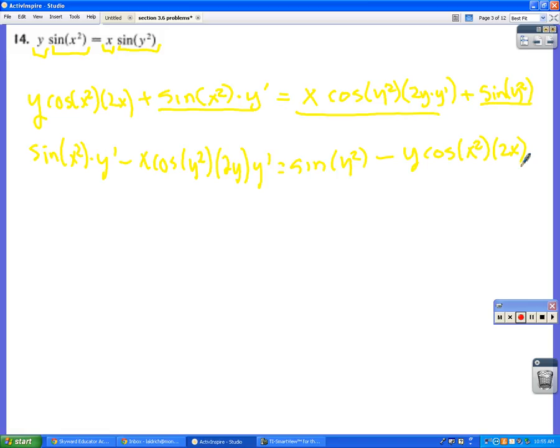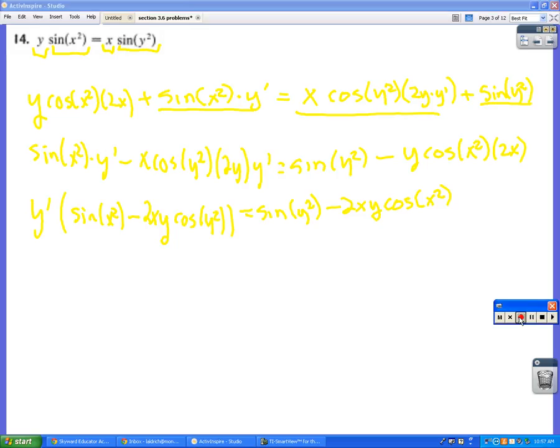Oh, that's fine. Okay, so now I am going to factor out the y prime. And in the process, I'm going to kind of rewrite this in a way that is less icky. So that's going to be sine x squared minus 2xy cosine of y squared equals sine of y squared minus 2xy cosine x squared.